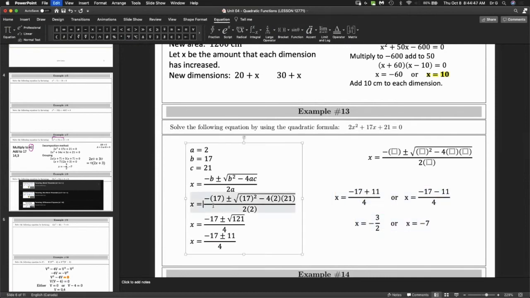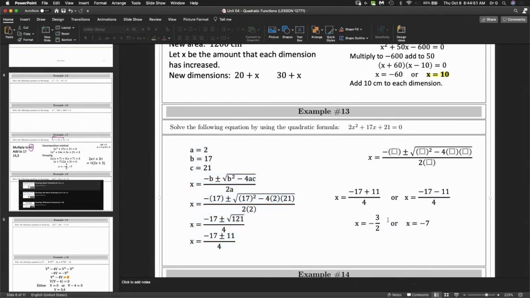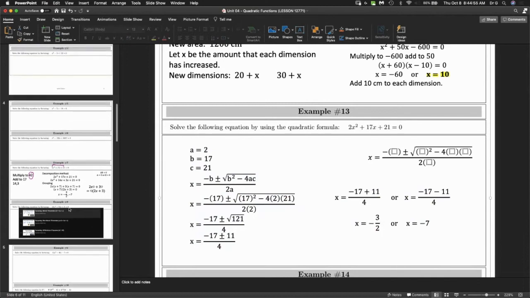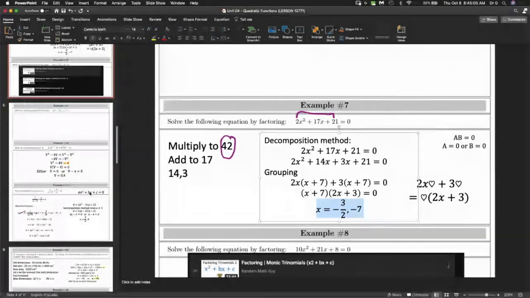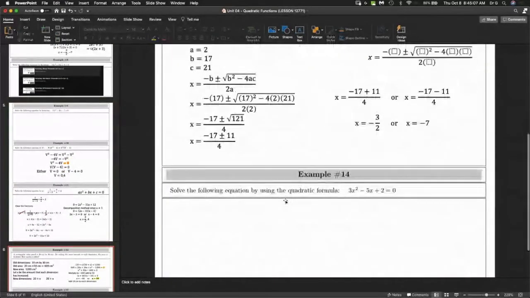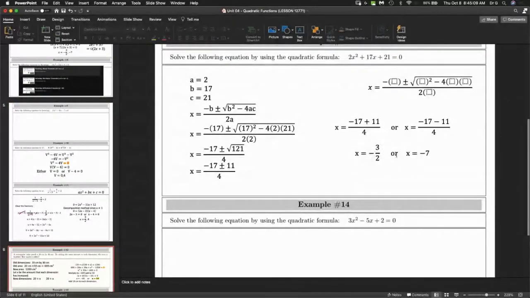And those are the solutions to this equation. If you go back to question 7, you're going to see the same answers. Remember I made a typo and I put a 7 or something on the bottom? So you look at question 7. Same answers. Negative 3 over 2 or negative 7. And again here, negative 3 over 2 or negative 7. So there you go. That's the quadratic equation.